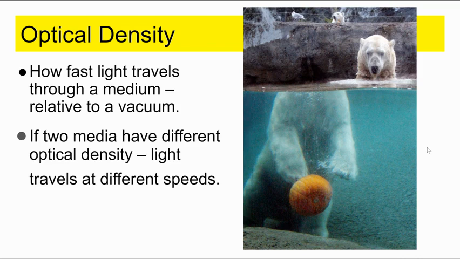You can see this picture on the screen taken by a spectator at a zoo of a polar bear, and the polar bear's head is in air, whereas his body is in water. The photographer, when they took the picture, it looks like an optical illusion, like the polar bear has been decapitated. But that is simply due to the change in the speed of the light as it goes from the air into the water, creating that illusion, the refraction or the bending of the light.